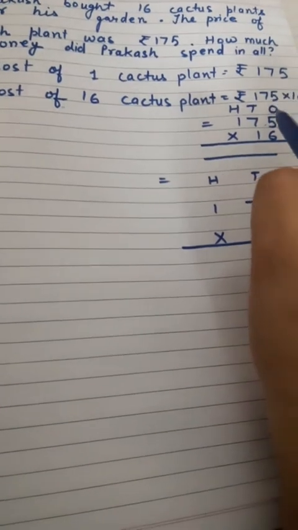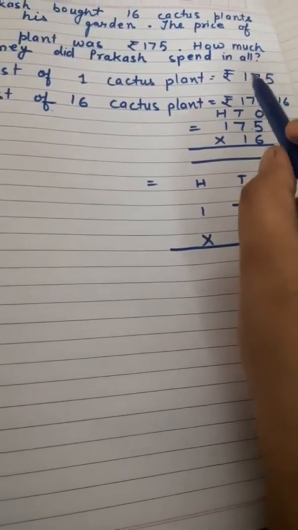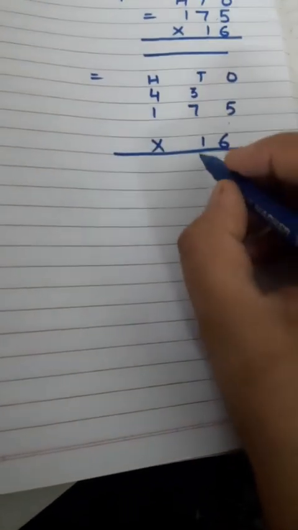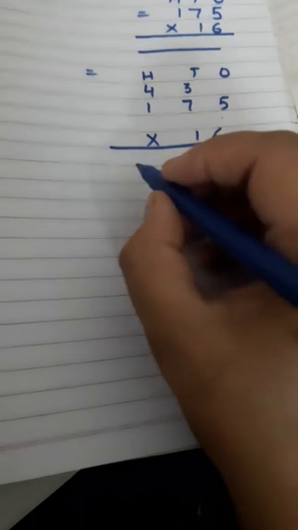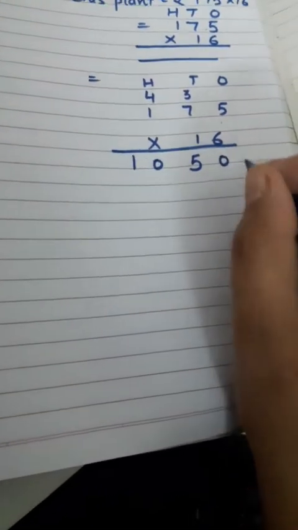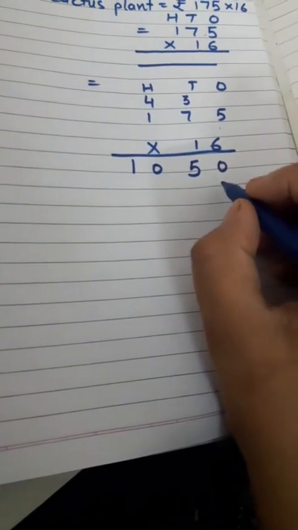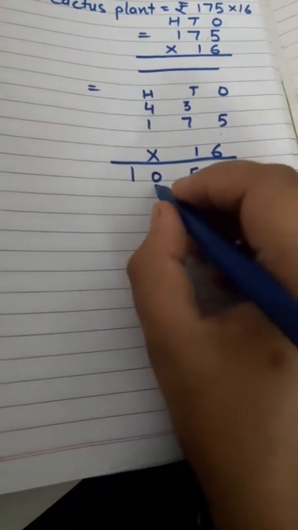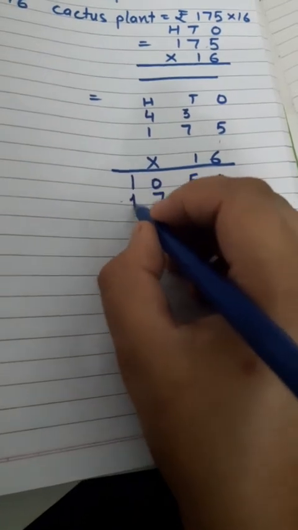So the statement is the cost of one cactus plant is 175 rupees and we need the cost of 16 cactus plants. So how can we find it? We find it by multiplication. So we will multiply 175 by 16. So first of all, 6 fives are 30, 6 sevens are 42, 42 plus 3 is 45, 6 ones are 6, we will add 4, then it will become 10. 1 five is 5, 1 seven is 7, 1 one is 1.